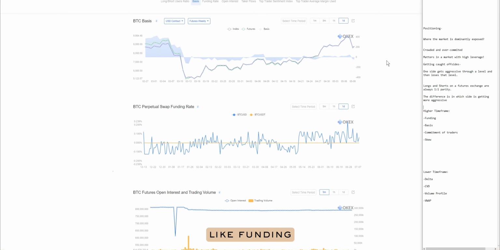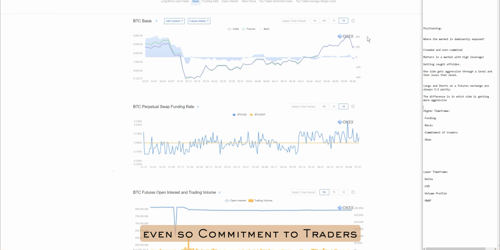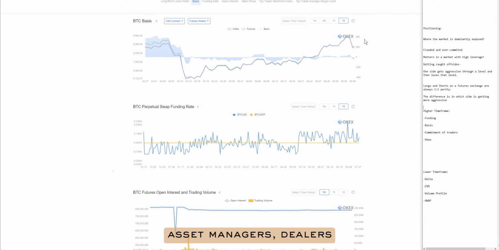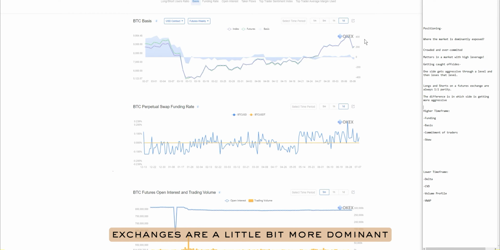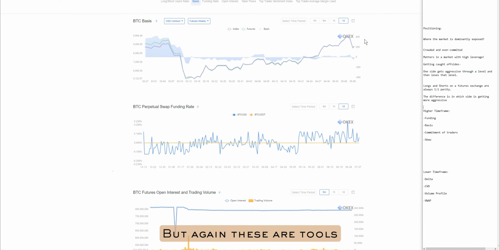You could use something like commitment of traders even. So commitment of traders is published by the CME, so you could go onto the CME's commitment of traders. That shows you leveraged positions, asset managers, dealers. It's a little bit less useful for crypto because crypto native exchanges are a little bit more dominant. But again, these are tools that we would look at on the higher time frame to potentially begin to build a case for maybe one side or the other getting crowded.